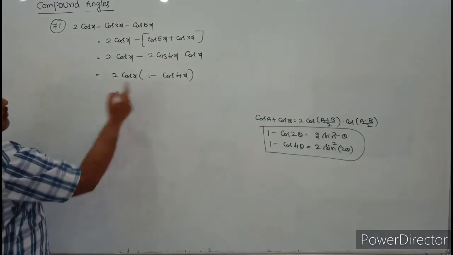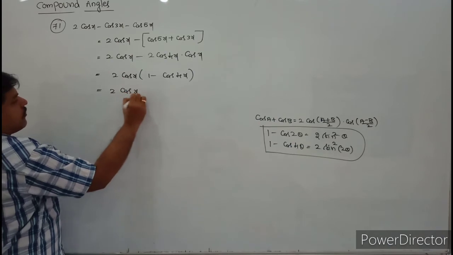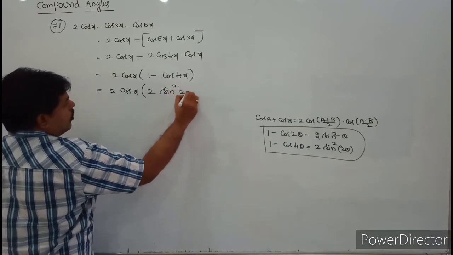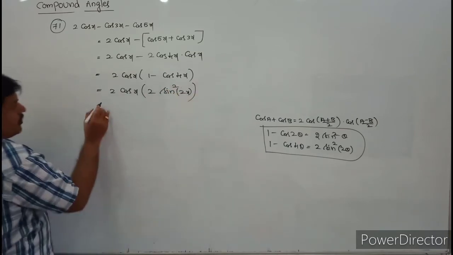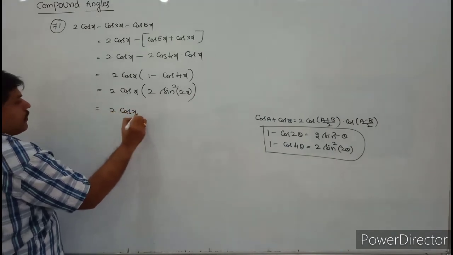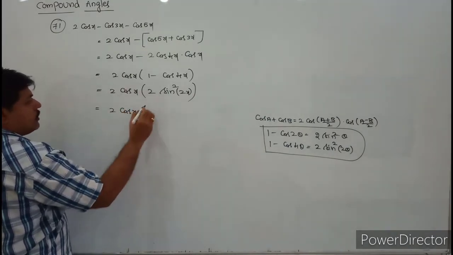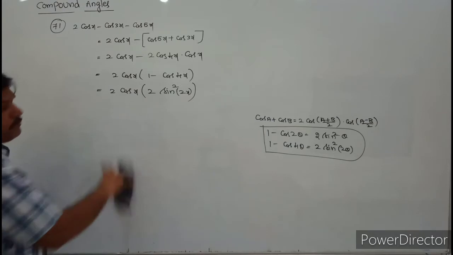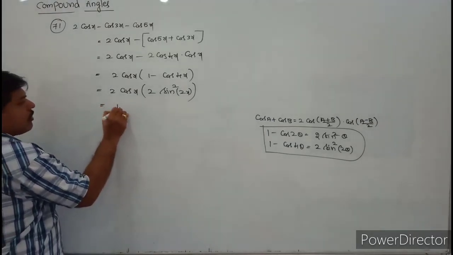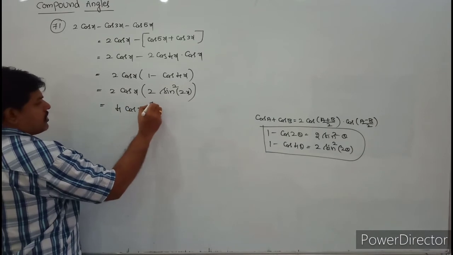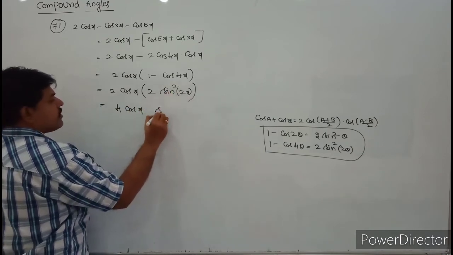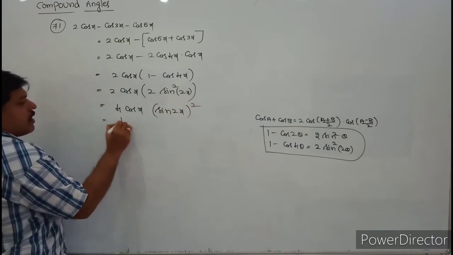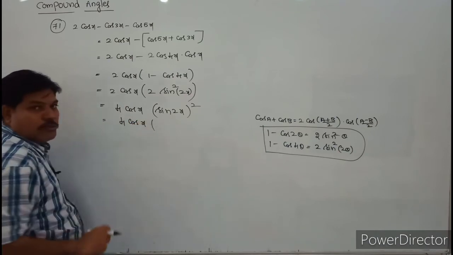So 1 minus cos 4x, we can take it in the form of 2 sin square 2x. So this is nothing but 2 cos x, take the 2 out, it will become 2 into 2, which is 4. So it will become 4 cos x into sin square 2x, meaning sin 2x whole square.